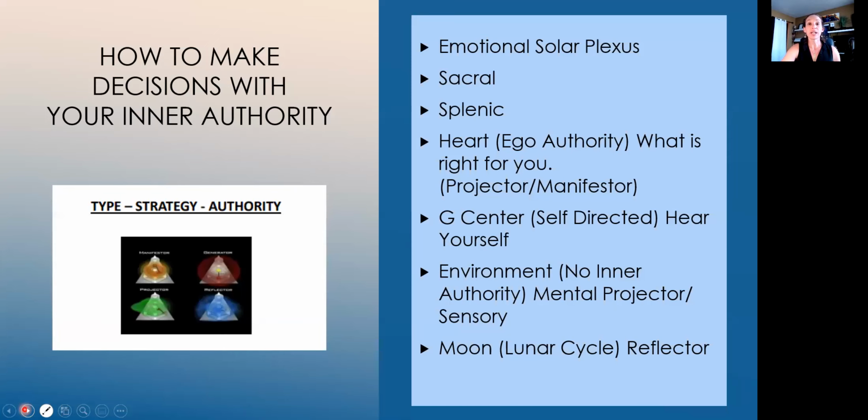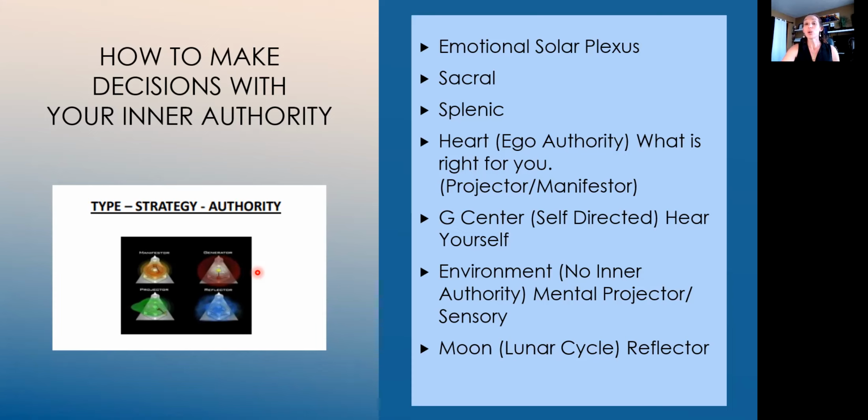You're going to find one of the first pages within your PDF report is going to look like this right here. It'll say type, strategy, and authority, and you'll see this picture on it. It's going to talk a little bit about what your type is specifically. How do you make decisions that are correct for you? How do you manage your energy a little bit better? And how do you work with your inner authority?